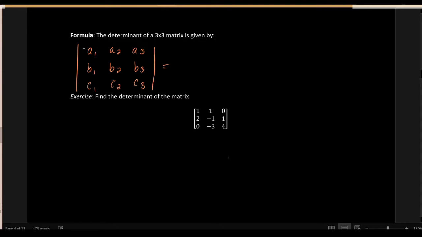First, you look in the top left where A1 lives. You're going to take the number A1 and multiply it by the determinant of a smaller matrix. You're going to multiply it by the determinant of what you get when you exclude the row and column containing A1. That leaves this guy in the lower right corner, B2, B3, C2, C3.